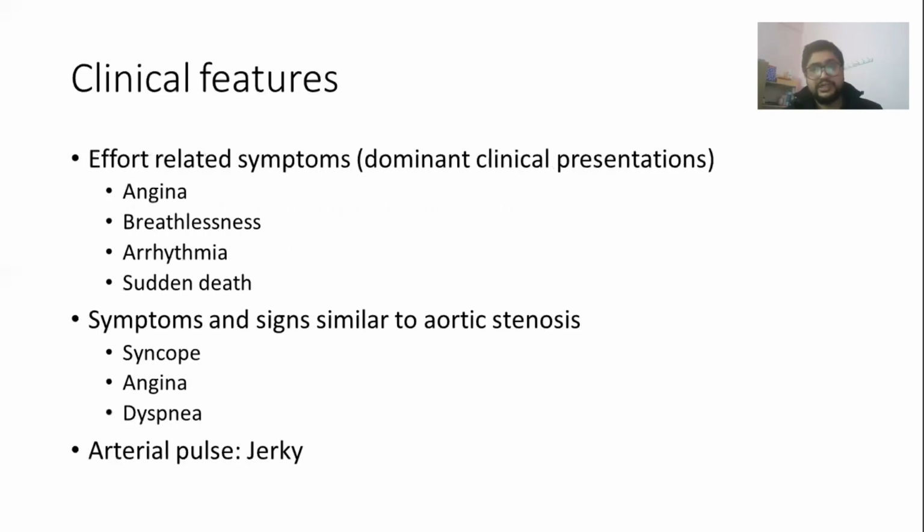Patients will present with effort-related symptoms, which are almost similar to the presentation of aortic stenosis. They will present with angina, breathlessness, arrhythmias, syncope, and sudden death. However, we can differentiate this condition from aortic stenosis by the presence of a jerky pulse, whereas the pulse in aortic stenosis is slow rising and late peaking.